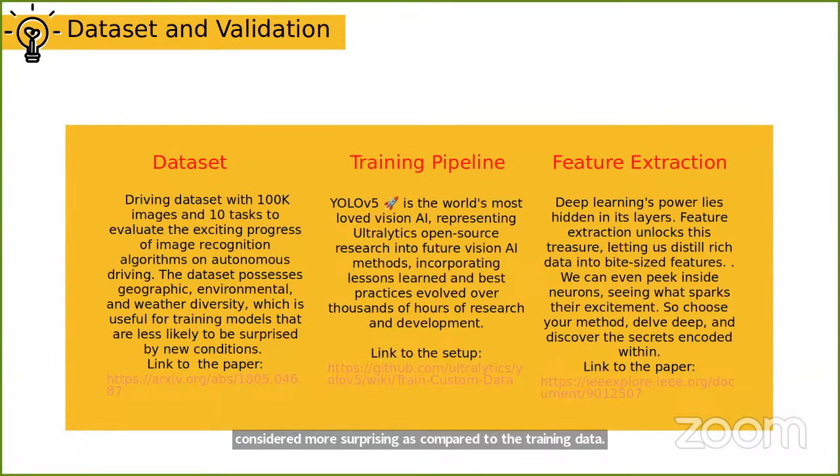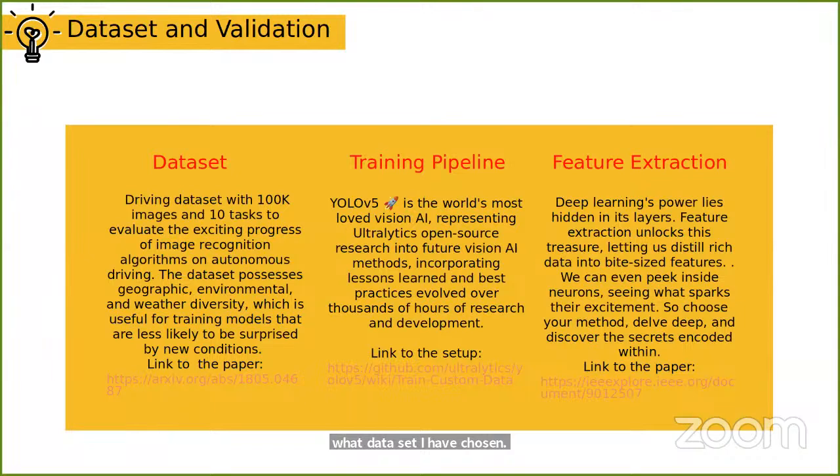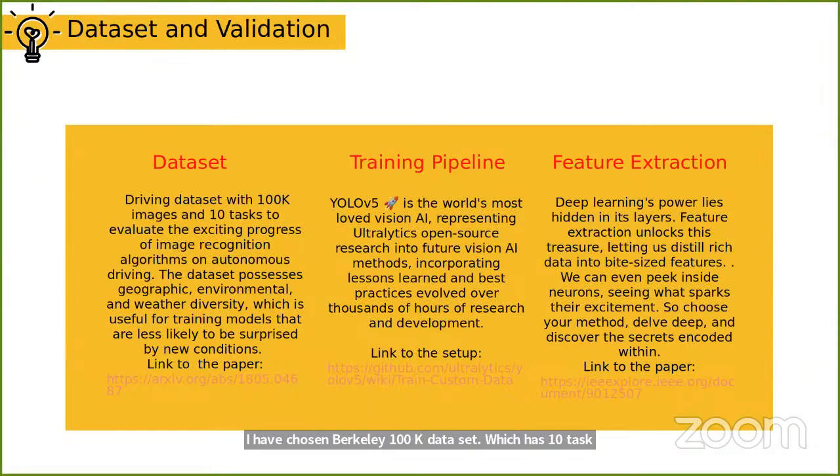So coming to the thing that I am going to show you today, what dataset I have chosen. I have chosen the Berkeley 100K dataset, which has 10 tasks to evaluate the exciting process of image recognition algorithms on autonomous driving. The dataset possesses geographical, environmental, and weather diversity, which is useful for training models that are less likely to be surprised by new conditions.